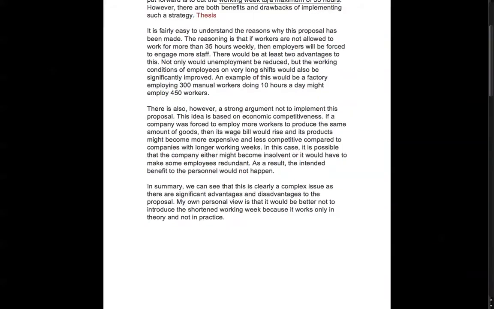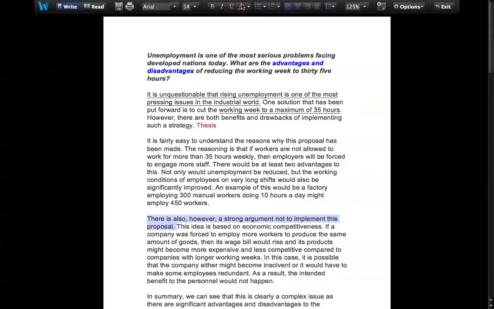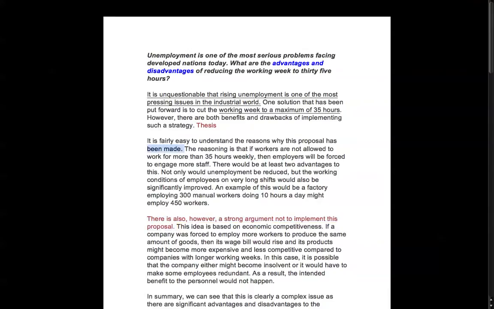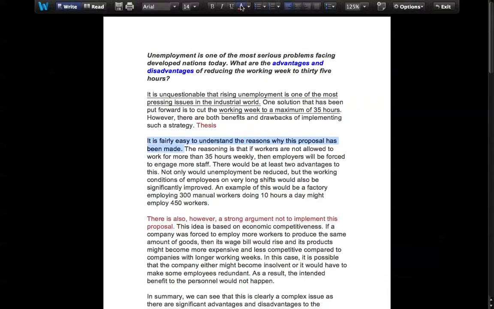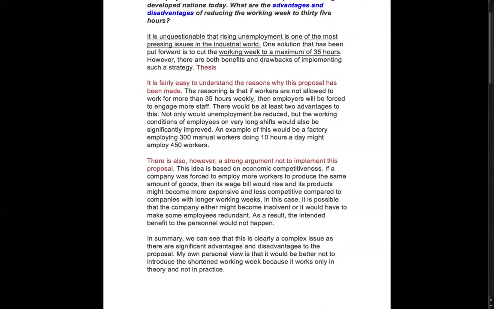Second body paragraph. There is also, however, a strong argument not to implement this proposal. So there we have a topic sentence which is extremely general, just as the first one was very general. And basically what this is doing is telling us what the paragraph is going to be about. So this one is talking about advantages, and the second one is talking about disadvantages.